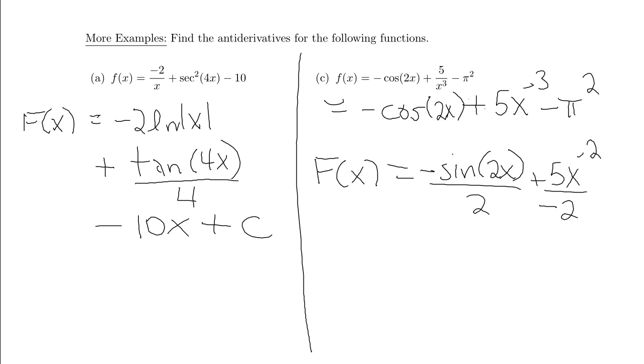And then last but not least, for the minus pi squared, we want the antiderivative of that. So what function has minus pi squared as its derivative? Minus pi squared x, because when we take the derivative of x, it just becomes a 1. And then again, last but not least, we've got to put plus c there.